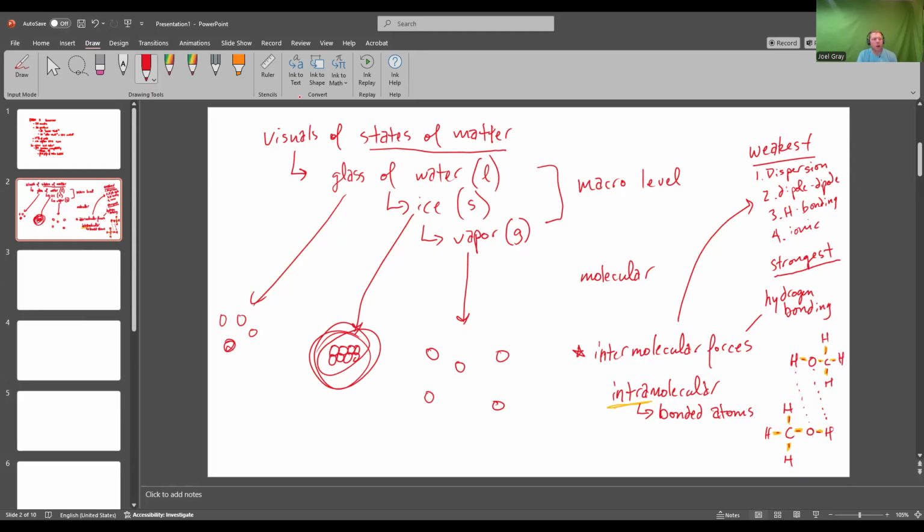For example, ice is going to have a fixed shape and volume. Water vapor is going to be unfixed, or no fixed shape and volume. Water in its liquid form is going to have a fixed volume, but no fixed shape.